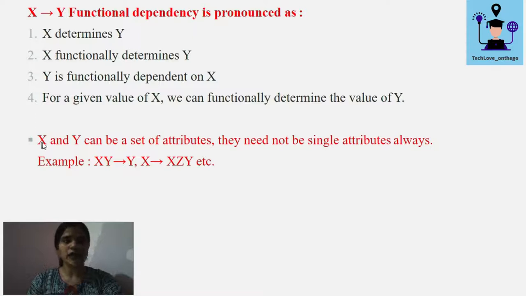So next, X and Y can be a set of attributes. It is not the case that X and Y are single attributes. It may be possible sometimes that X and Y are sets of attributes. As you can see here, we are having two examples. Here X and Y both are determining the value of Y, and here X is determining the value of one or more attributes, which are Z and Y.